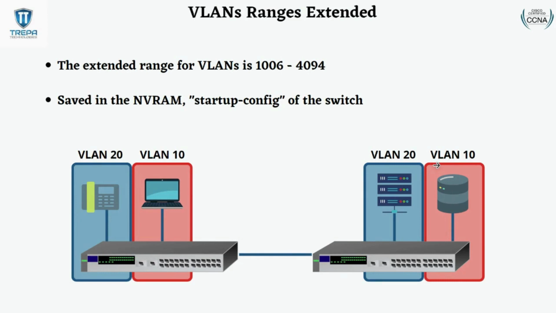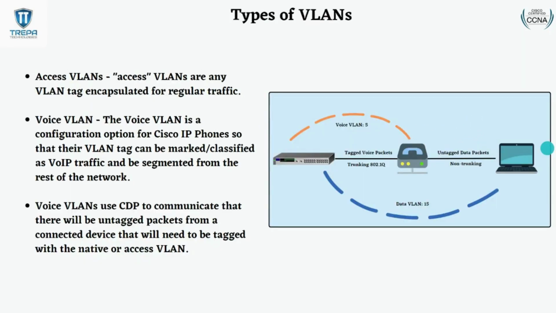Okay, and then we have extended range VLANs. These are going to be from 1006 to 4094, and these are going to be saved in NVRAM. When you create a standard VLAN or an extended VLAN, the configuration and syntax is the exact same. So that's really the only main difference, where they're saved.